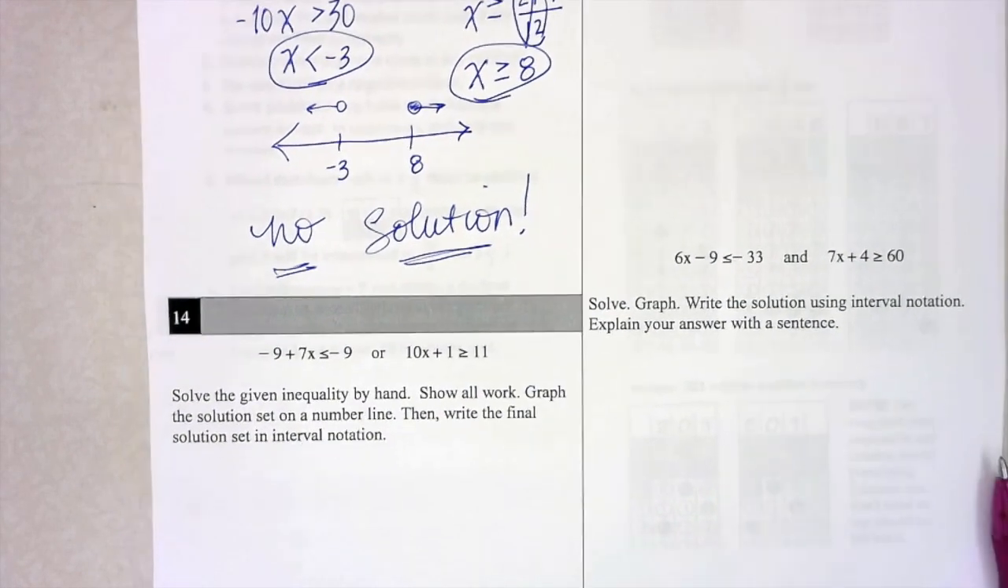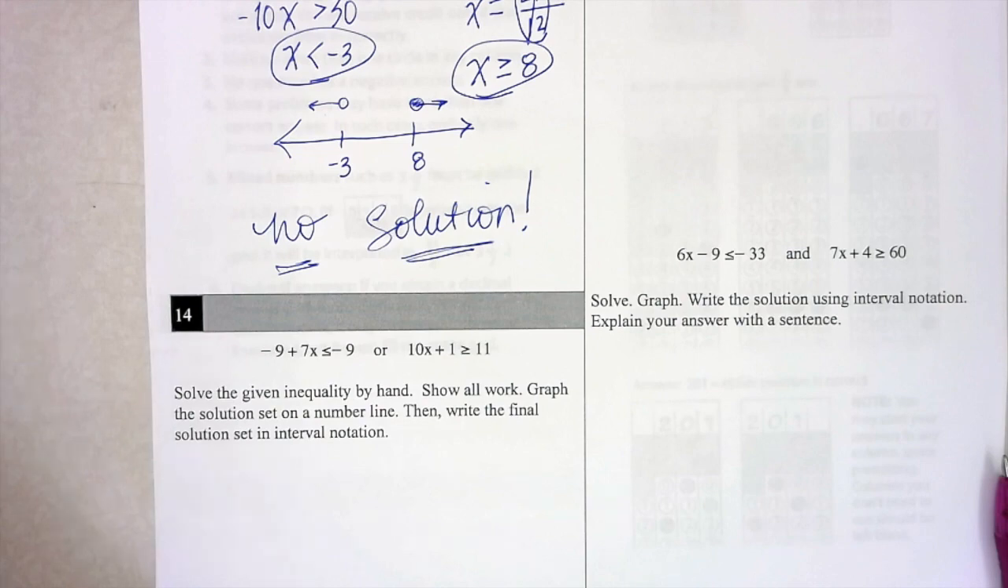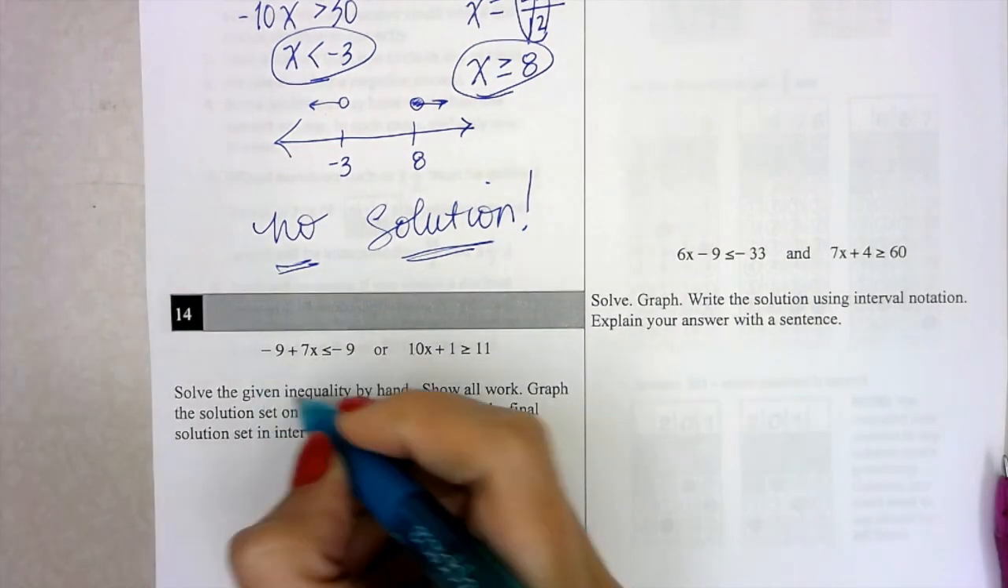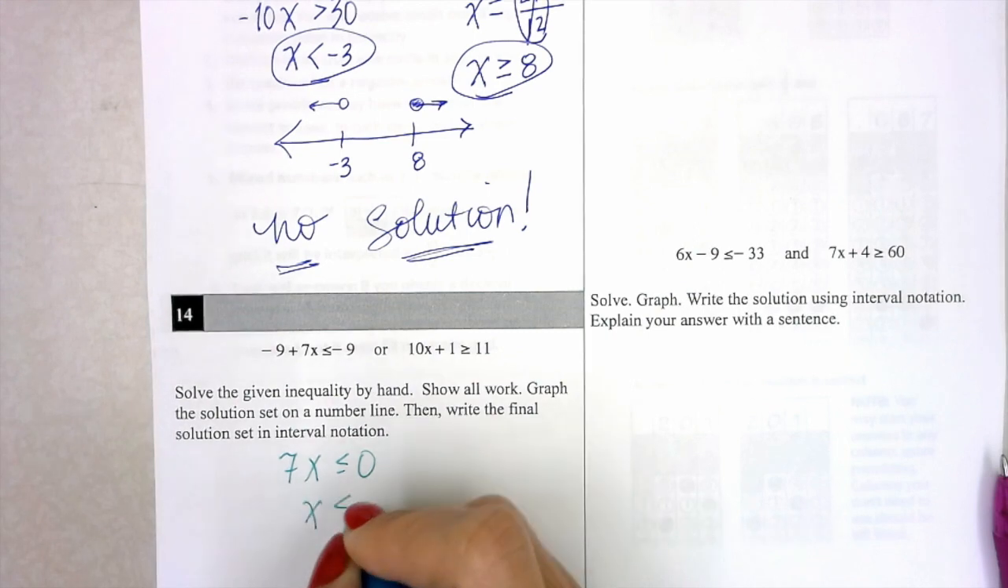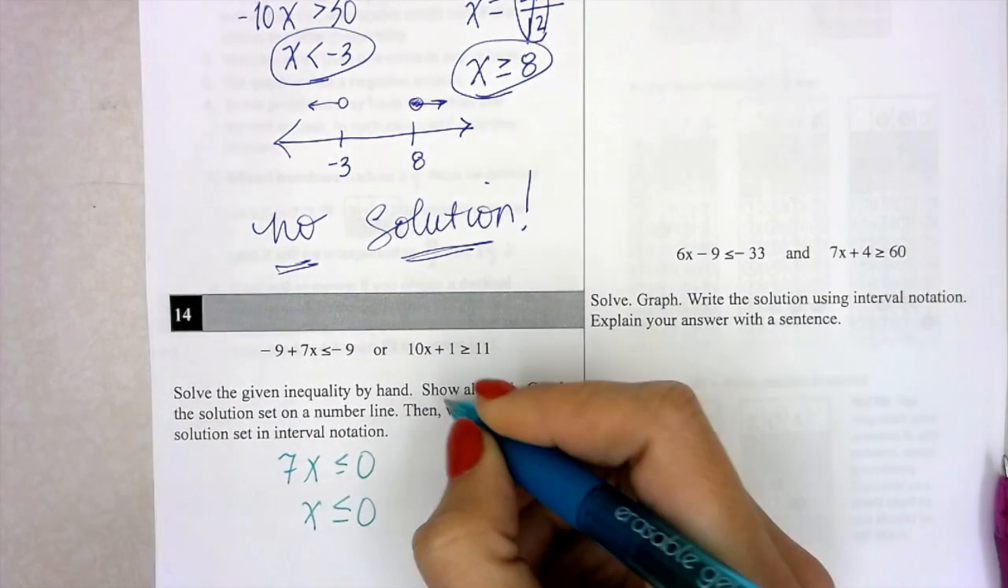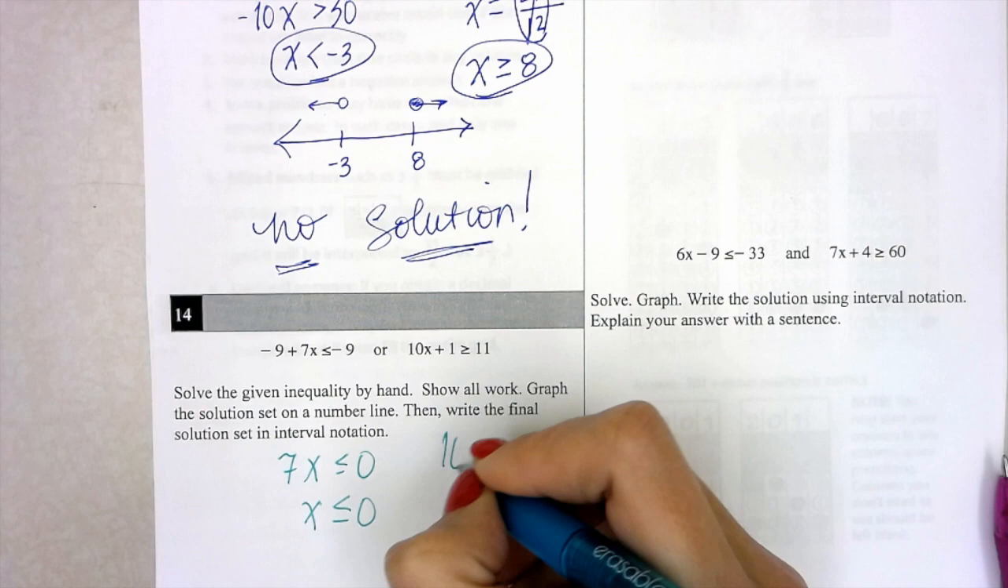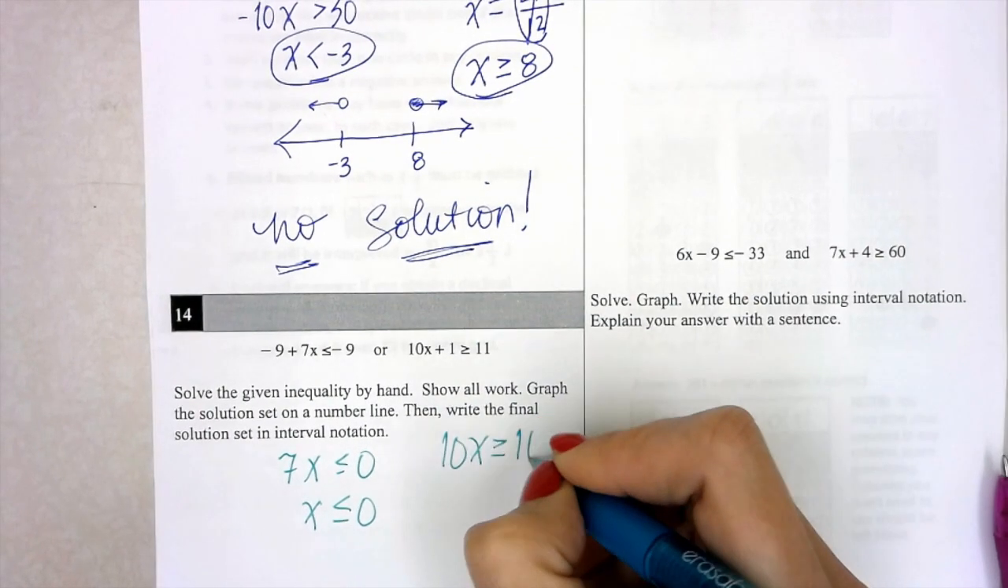Here's another or. So I'm going to add 9. 7x is less than or equal to 0, which means x is less than or equal to 0 when we divide. I'm going to subtract 1. 10x is greater than or equal to 10. Divide by 10, x is greater than or equal to 1.